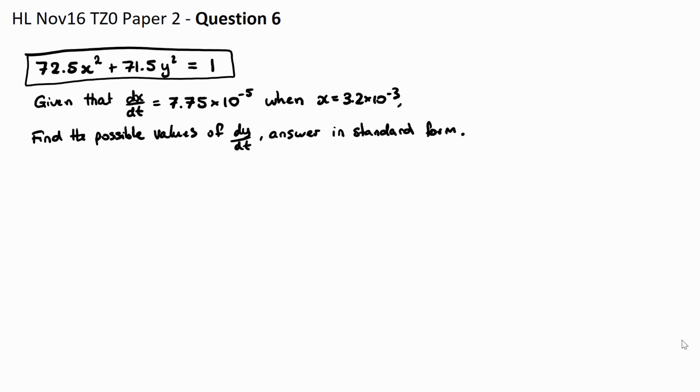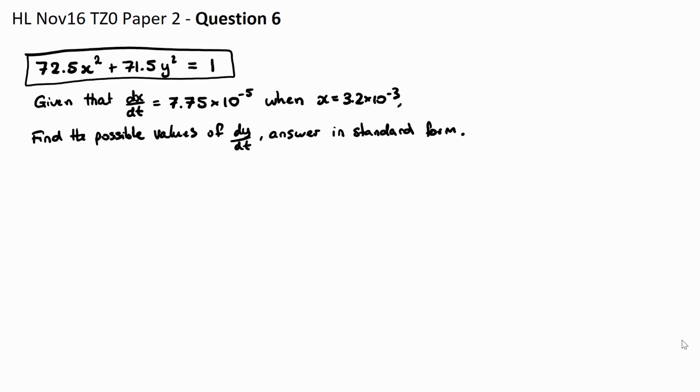Question 6. This is a very interesting question. We have an Earth satellite moving in a path, and this is the function describing the curve: 72.5x² + 71.5y² = 1. Now, it's given that dx/dt is 7.75 × 10^-5 when x equals 3.2 × 10^-3.